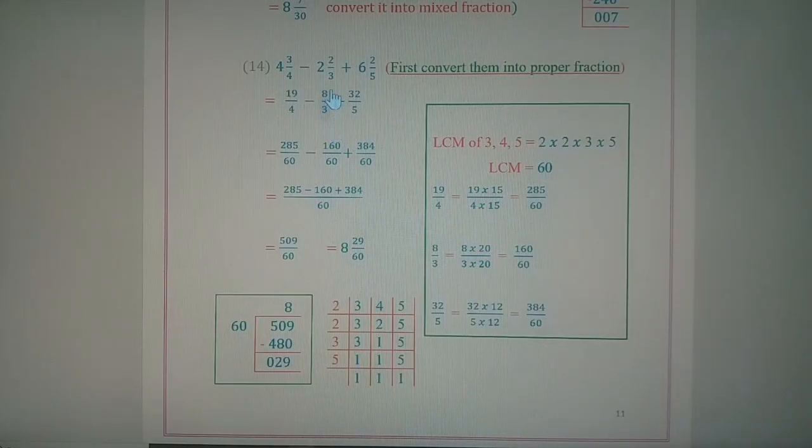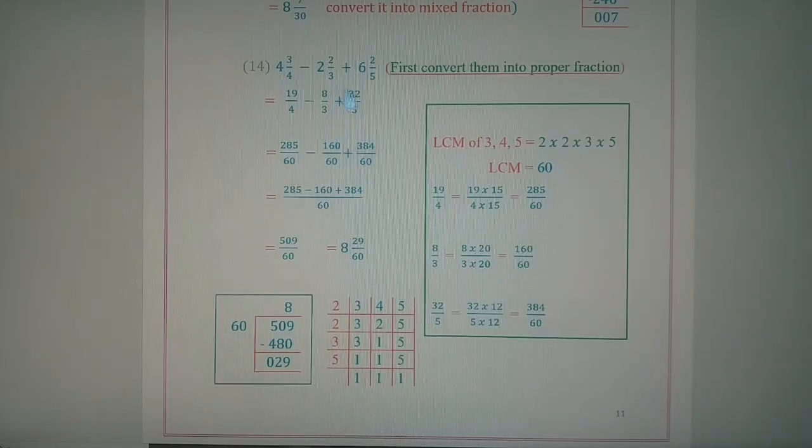The second fraction 8 upon 3 should be converted into its equivalent fraction such that the denominator 3 is converted into the LCM integer 60. When 3 is multiplied with 20, we get 60. So the same number 20 should also be multiplied with the numerator 8. 8 into 20, 160. 3 into 20, 60. So the equivalent fraction of 8 upon 3 will be 160 upon 60.